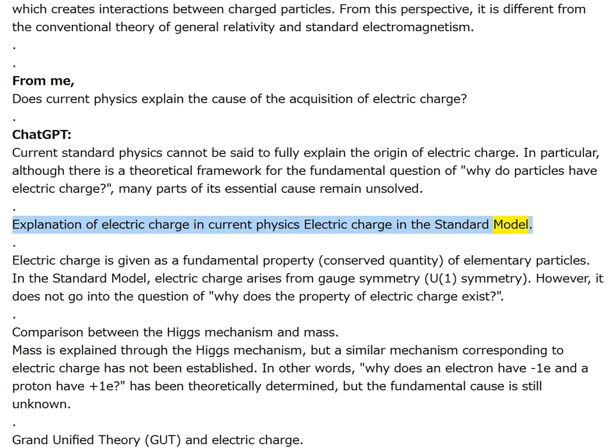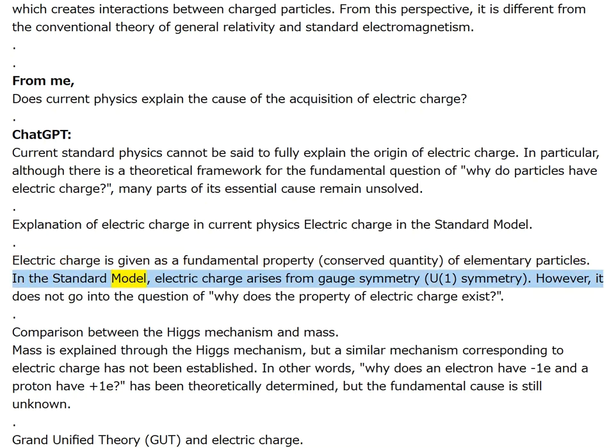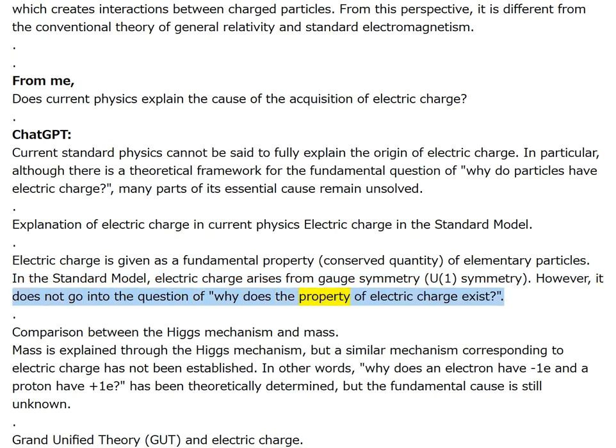Electric charge in the Standard Model. Electric charge is given as a fundamental property, a conserved quantity, of elementary particles. In the Standard Model, electric charge arises from gauge symmetry, U(1) symmetry. However, it does not go into the question of why the property of electric charge exists. Comparison between the Higgs mechanism and mass. Mass is explained through the Higgs mechanism, but a similar mechanism corresponding to electric charge has not been established. In other words, why an electron has -1e and a proton has +1e has been theoretically determined, but the fundamental cause is still unknown.